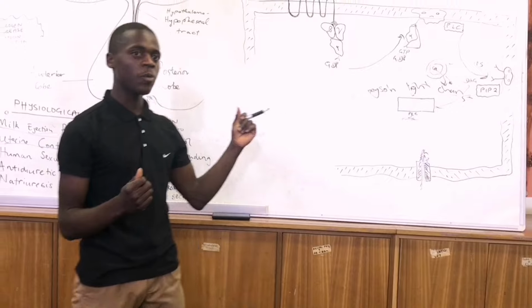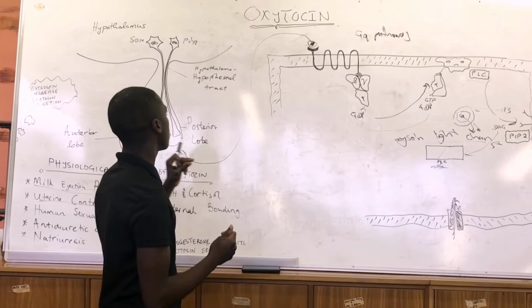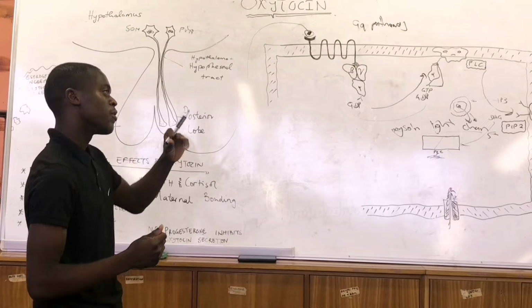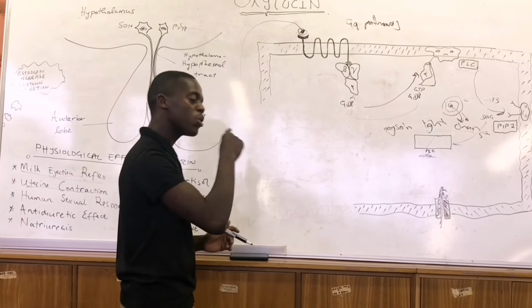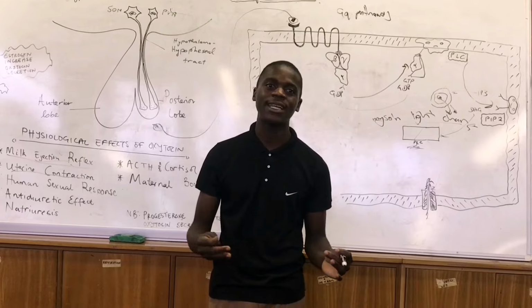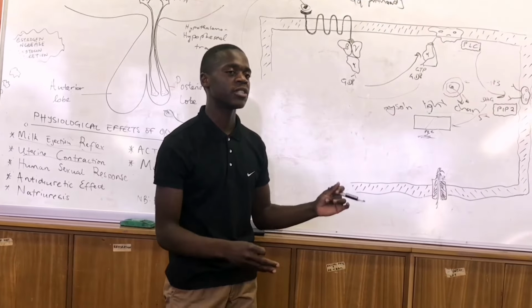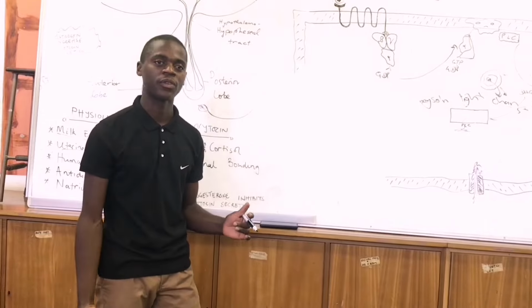We know that vasopressin makes you remember stuff. And we know that oxytocin makes you forget stuff. Because we want the mother to forget the pain of giving birth so that she can have a maternal bond with the child. So oxytocin is there to make you forget the pain.